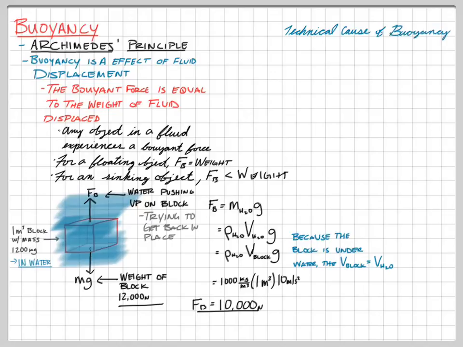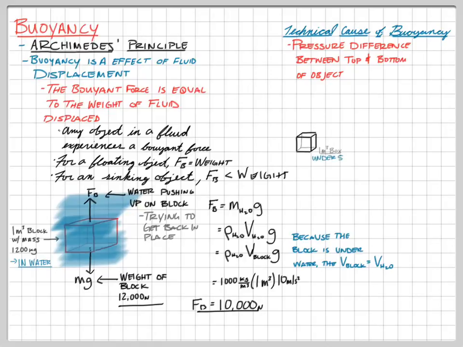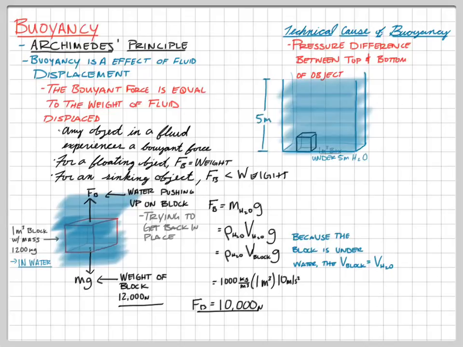The technical cause of buoyancy is a pressure difference between the top of the object and the bottom of the object. So if we look at a block at the bottom of a column of water, it's a 1 meter cube box, underwater, under 5 meters of water. So we're in a little 5 meter water tank. You can tell it's water because it's blue. We're going to look at the pressure at the top of the box and the pressure at the bottom of the box.